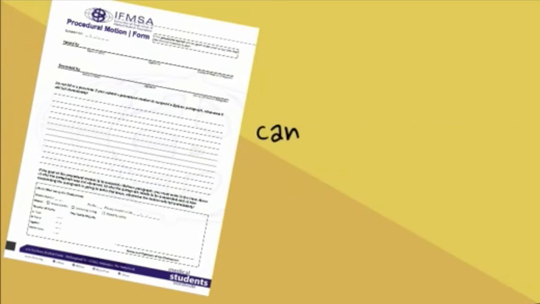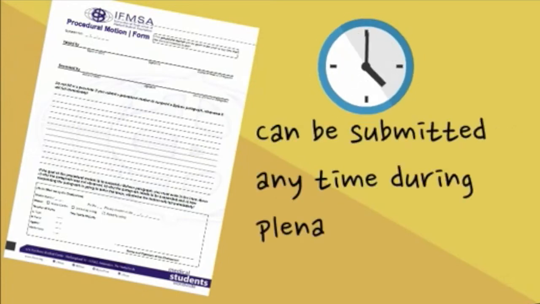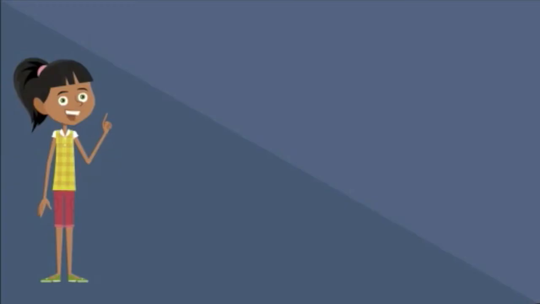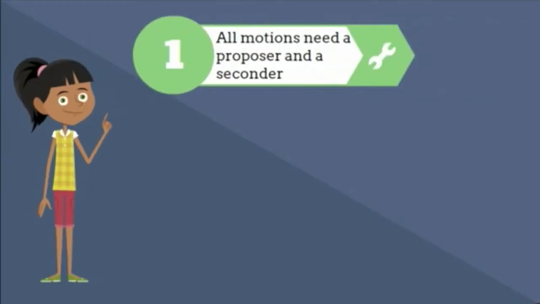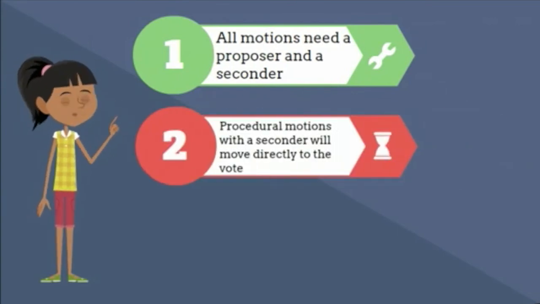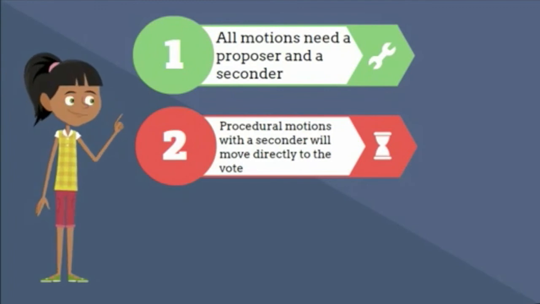The second type of motions are procedural motions. Unlike the regular motions, you can fill in a form for procedural motions at any time during the plenary, and it will be effective right away. All motions need a proposer and a seconder. Few motions need two proposers, for example, policy documents or bylaw suspensions.